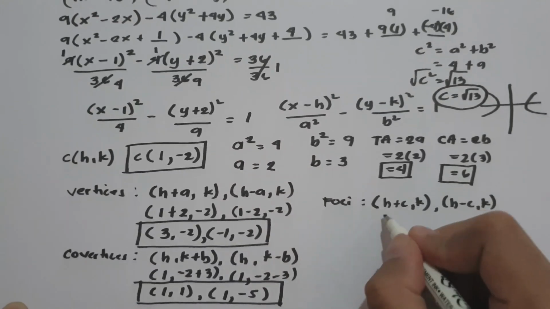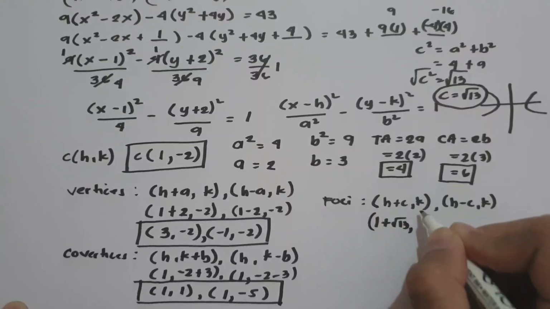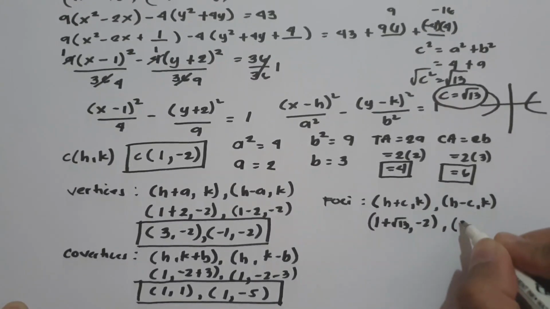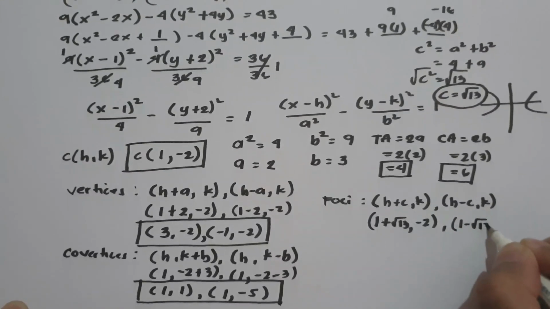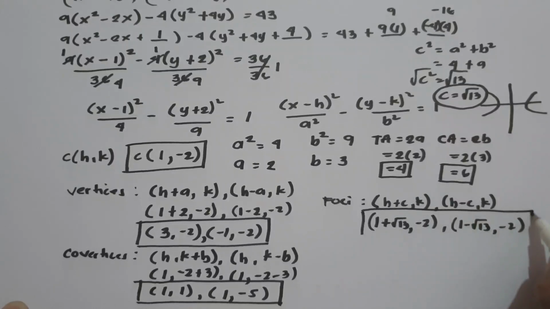So let us have h, that is 1, plus square root of 13, and then the value of k, that is negative 2, and then we have 1 minus square root of 13 and negative 2. So this will be the coordinates of our foci.